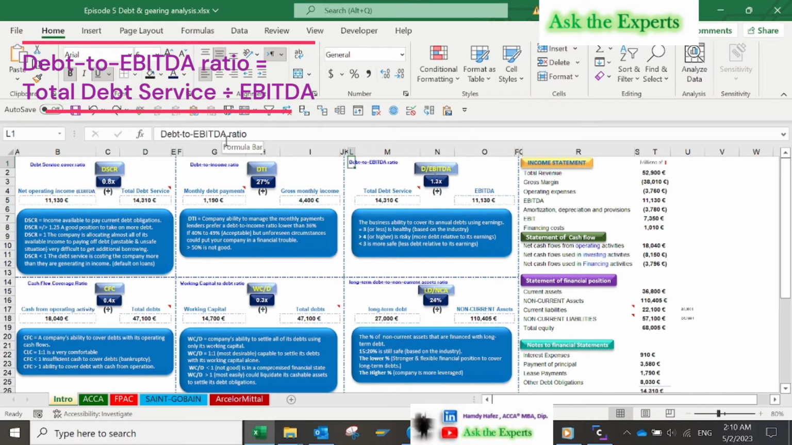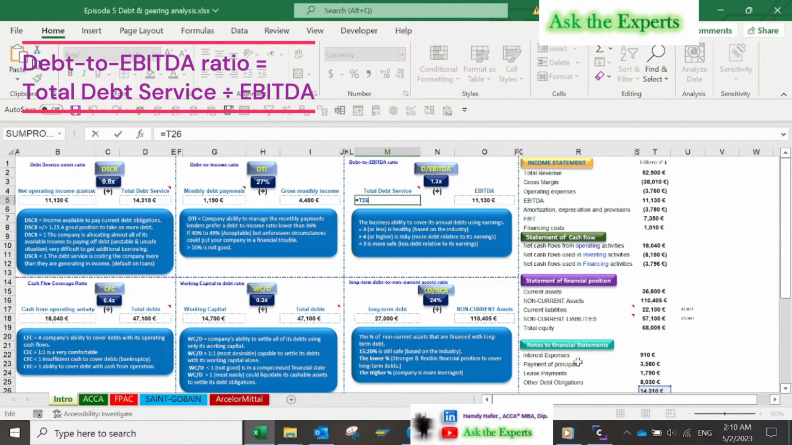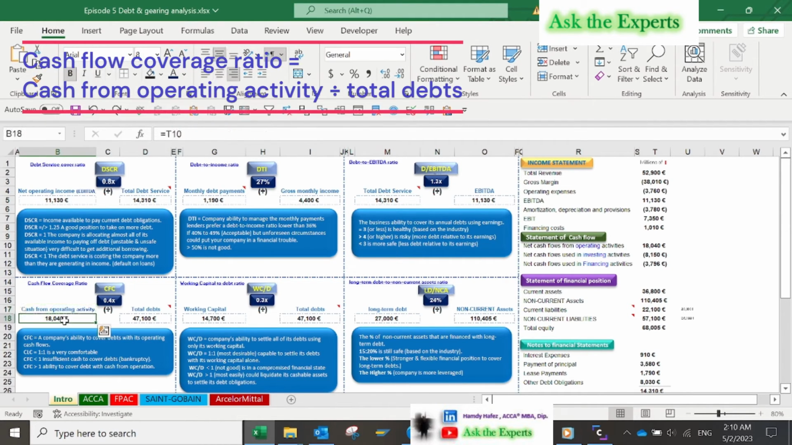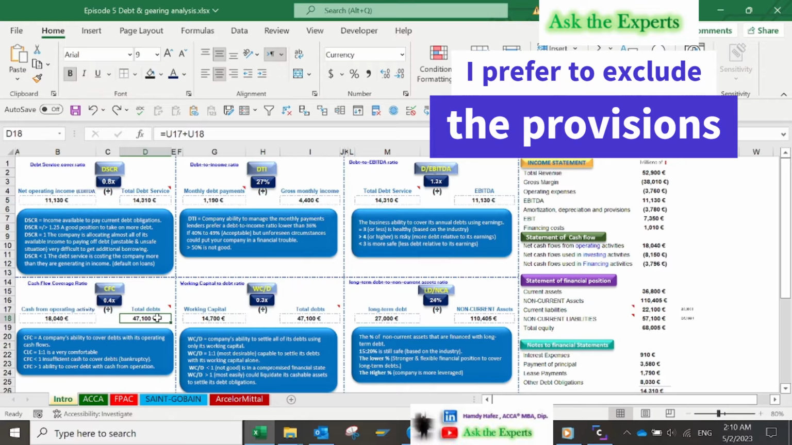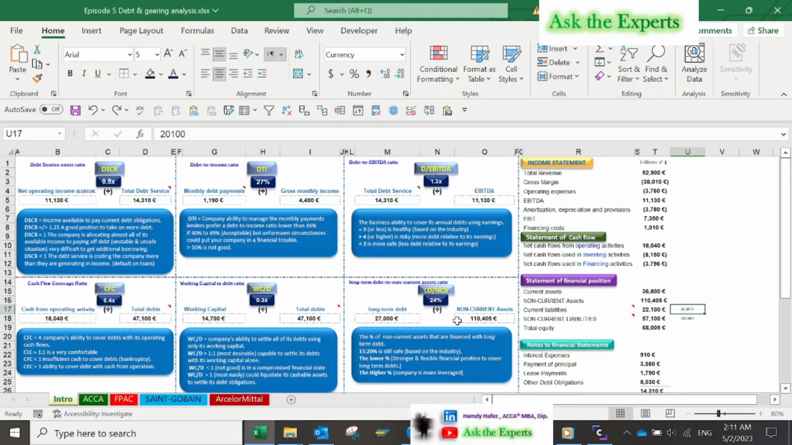The third ratio, debt to EBITDA ratio, is equal to total debt service divided by EBITDA. It measures the business ability to cover its annual debts using earnings. The cash flow coverage ratio is equal to cash from operating activity divided by the total debts. This time it is the accumulated debts on the balance sheet. But I prefer to exclude the other current and non-current liabilities and provisions. It measures the company's ability to cover debts from its operating cash flows.